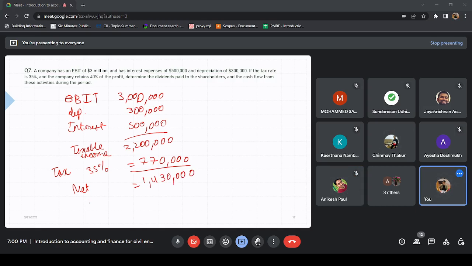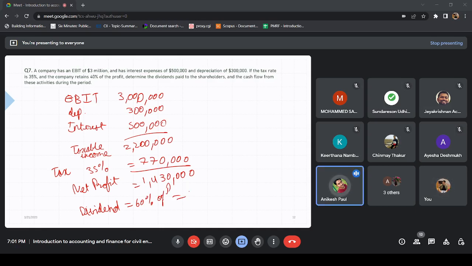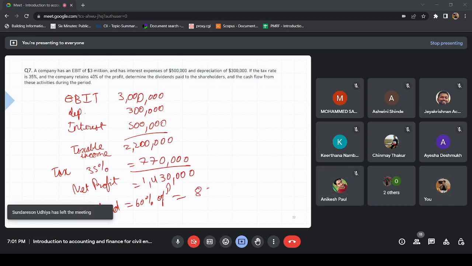What about dividend now? How much dividend will you pay? 60%. Yeah, 60% of what amount? So 60% of your net profits, right? I mean, we talked that dividend is based on profits after tax. So your dividend becomes 60% of this. And how much is it? 858,000.